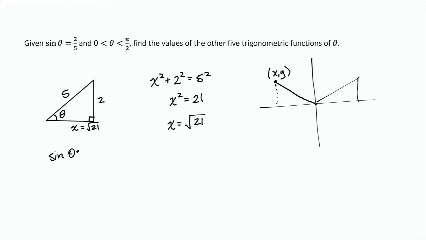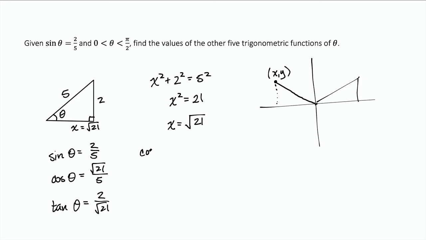So we had sine already. Sine was equal to 2/5. Cosine of an angle is the adjacent over hypotenuse, or x over r, so the square root of 21 over 5. Tangent of an angle is y over x, or the opposite over adjacent, so 2 over root 21.